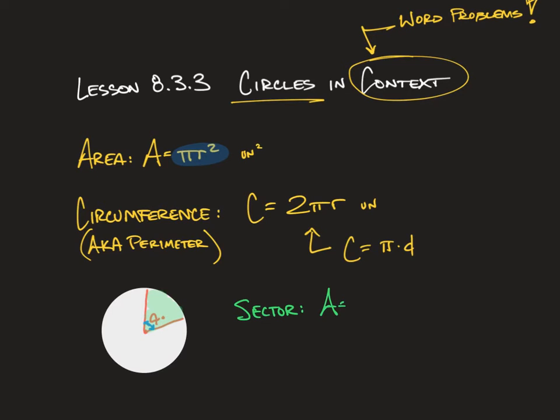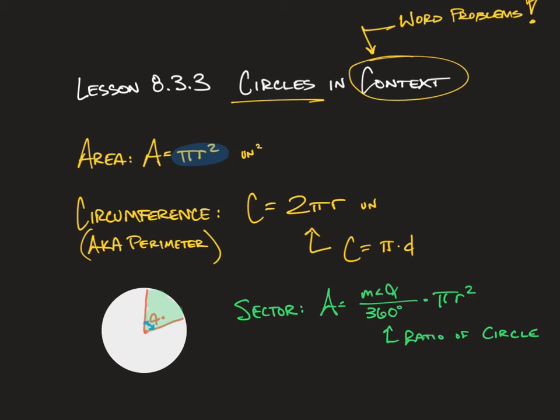The area of a sector is just a portion of a circle. And what portion of it? Well, we're going to look at the measure of that angle alpha divided by 360 degrees and then multiply times pi r squared. So this is a ratio of the circle.